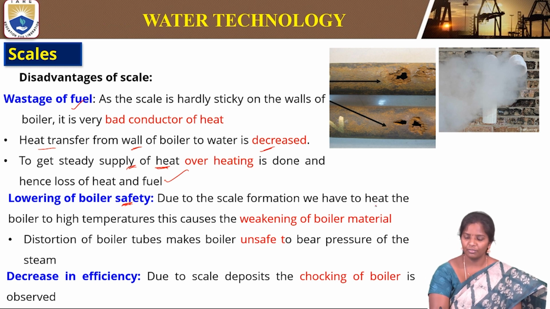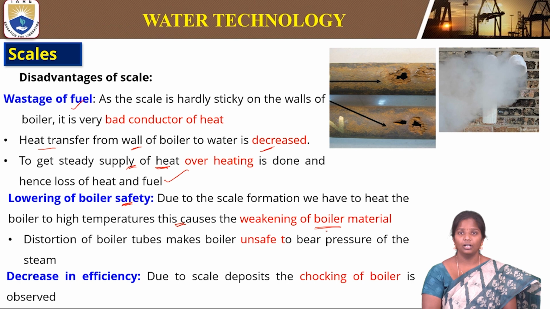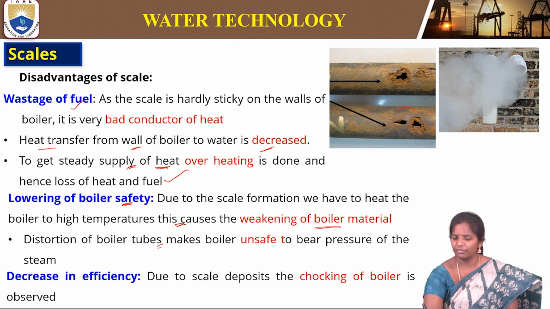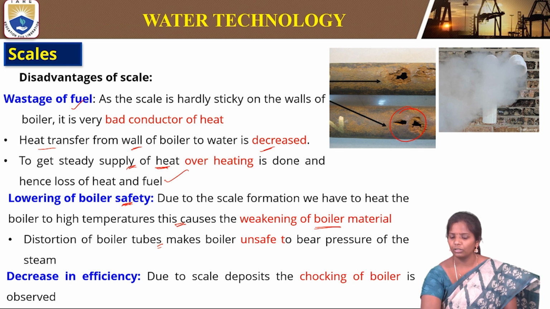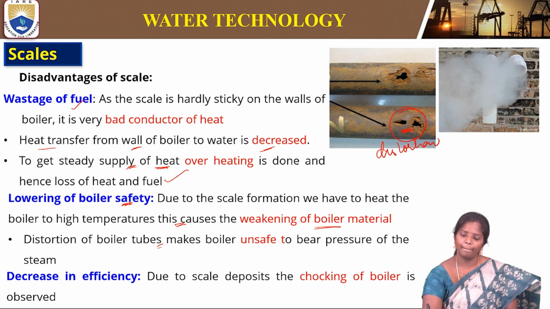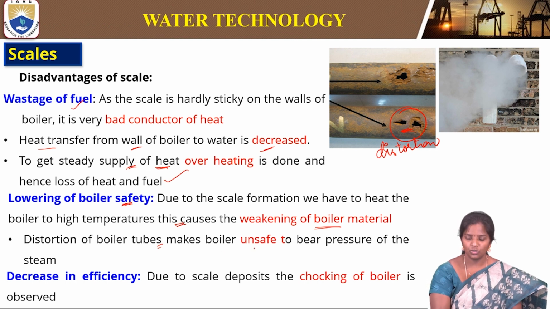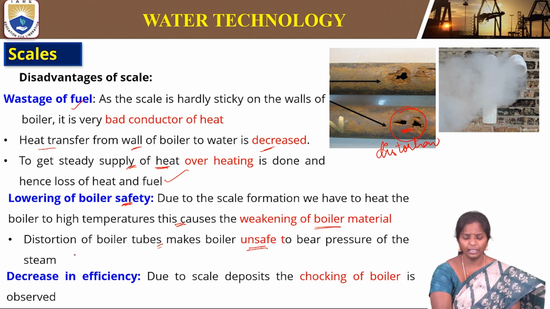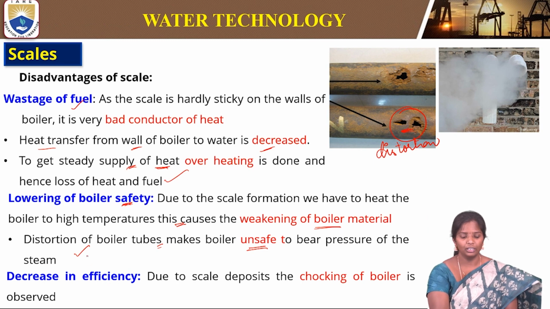Due to scale formation, we have to heat the boiler to high temperatures, and this can weaken the boiler material that is used in manufacturing. So there is distortion of the boiler tubes, for example, this tube, which has two holes. These got distorted due to unnecessary heating caused by scales. So it is really unsafe to bear the pressure of the steam, and there will be chances of bursting.